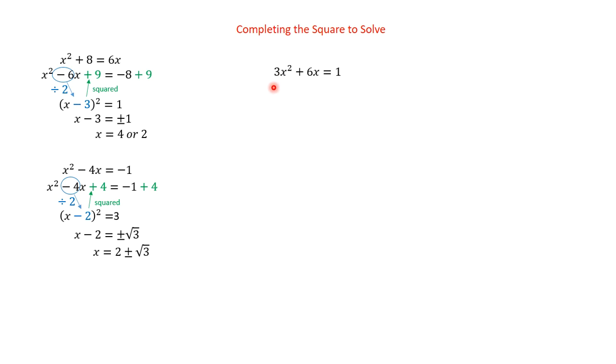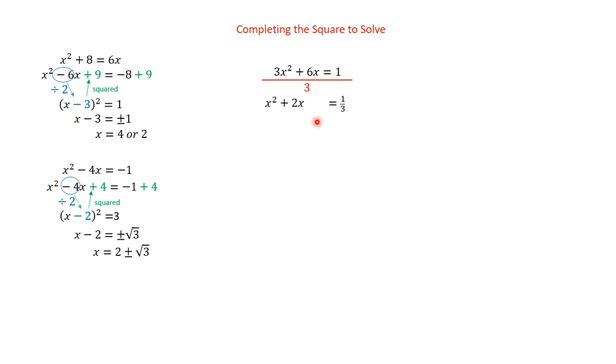So with this one, we have 3x squared plus 6x equals 1. We don't want 3x squared. We want x squared. So to get rid of the 3, we need to divide everything by 3. And when we do that, we'll get x squared plus 2x equals 1/3. When I say divide everything by 3, I mean everything. So it equals 1/3. Right, now this is set up where we can do the complete the square step.